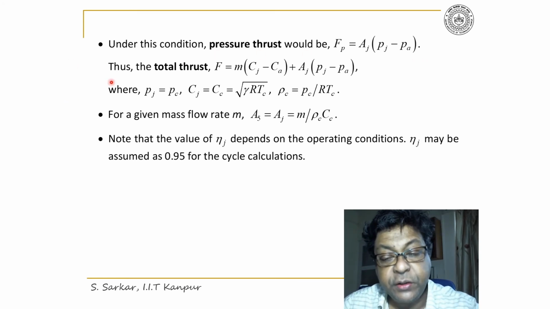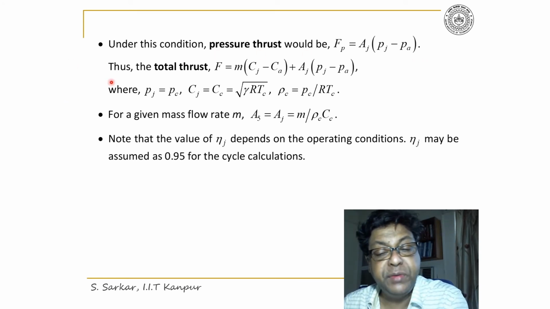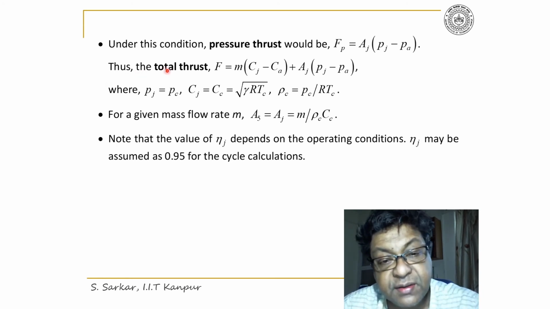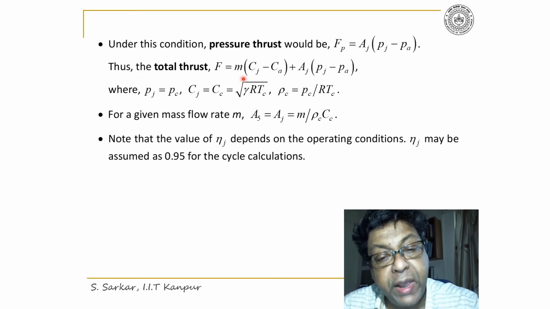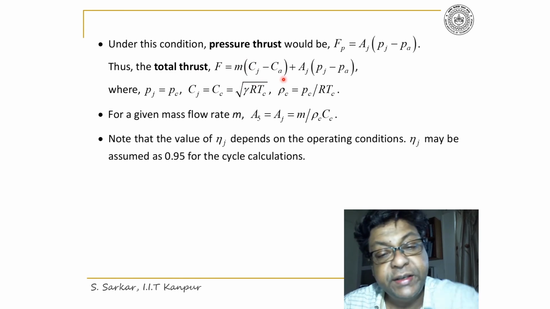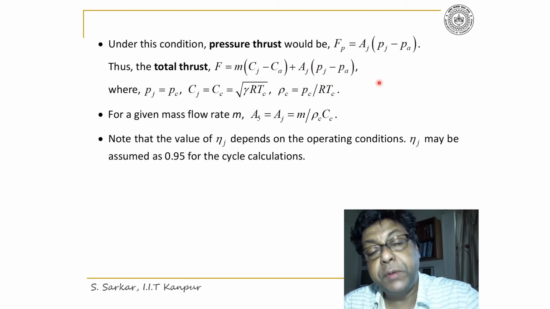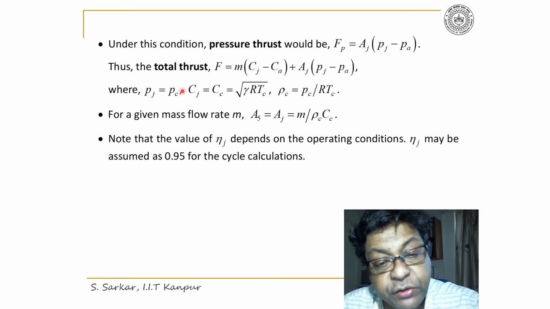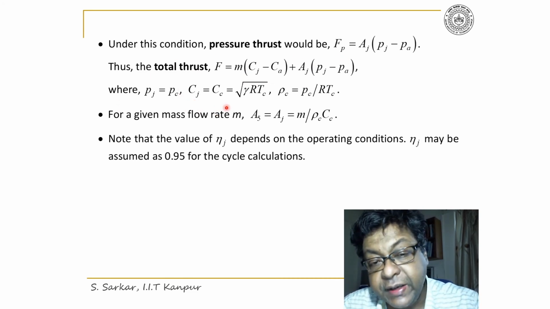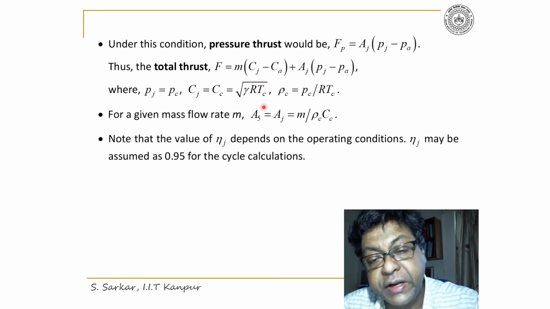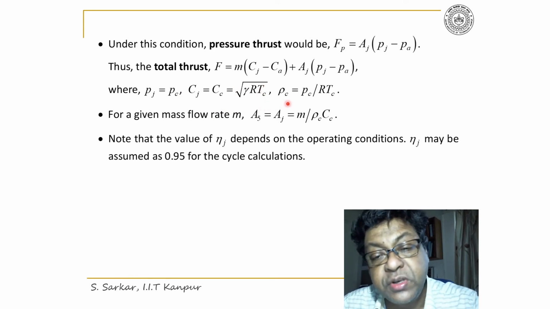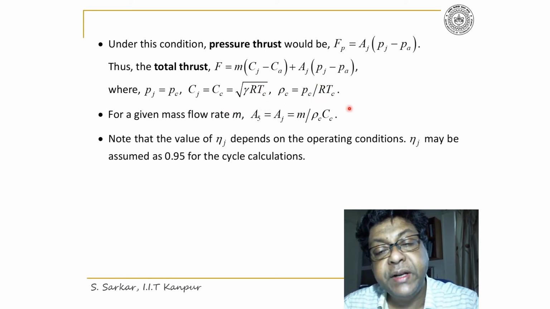Thus, here the total thrust would be the summation of momentum thrust plus the pressure thrust. Thus, F equal to m into (Cj minus Ca) plus Aj into (Pj minus Pa), where Pj is equal to Pc, Cj is equal to Cc is equal to root over gamma R into Tc, and rho c is equal to Pc divided by R into Tc.